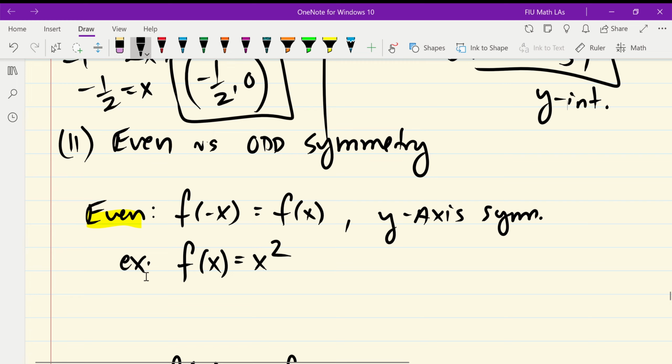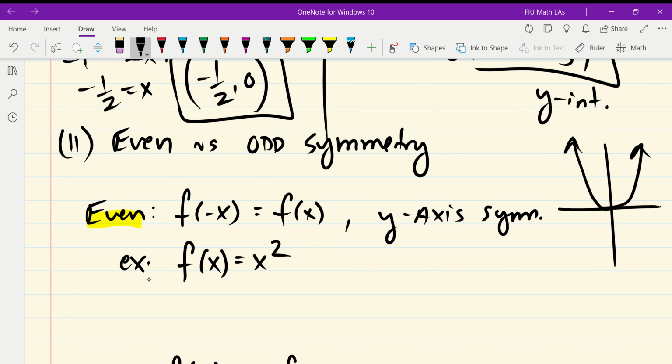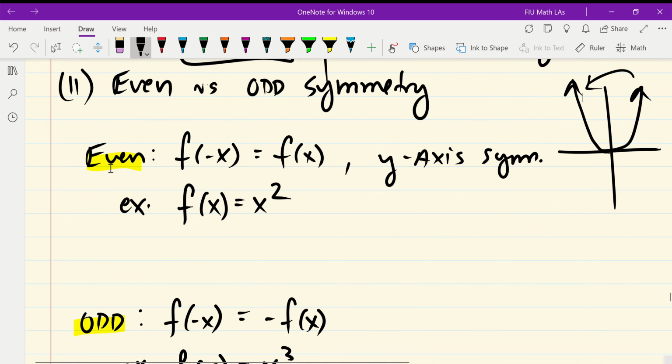So talking about even and odd functions real quick. An even function is, alright, so an even function looks like this. If I take f of negative x, it'll equal f of x. It has y-axis symmetry. So a good example of this is just a parabola like this. I can fold it directly over the y-axis. Alright, that's exactly what my example here looks like. So example, f of x equals x squared.